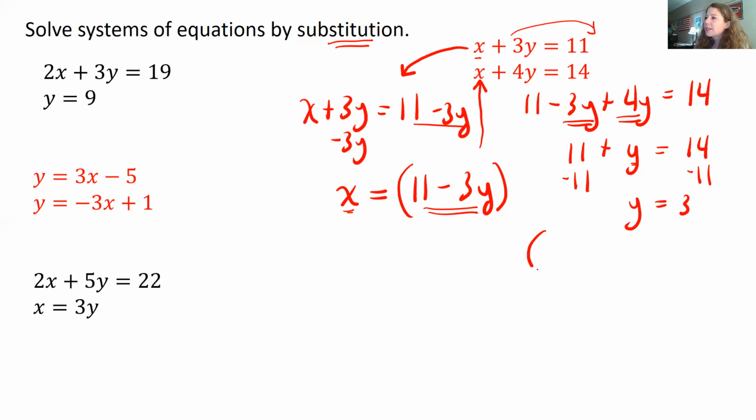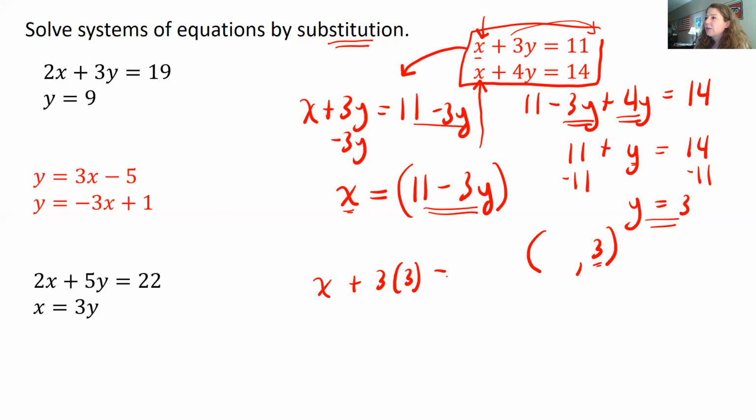I'm not done yet because I don't know what x equals yet. I do know that y is 3. So now to figure out what x is, I can go back to my two original equations, pick one of them, substitute 3 for y, and figure out what x is. Okay, so let's do the first one again. So my x, which I still don't know, plus 3 times 3 equals 11.